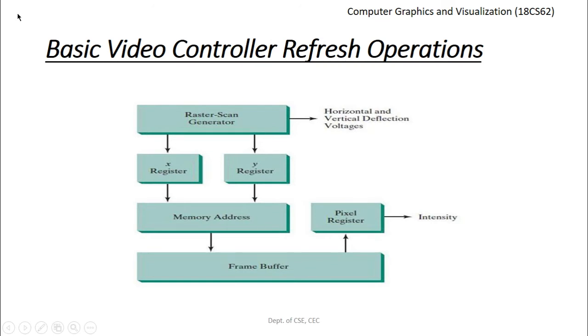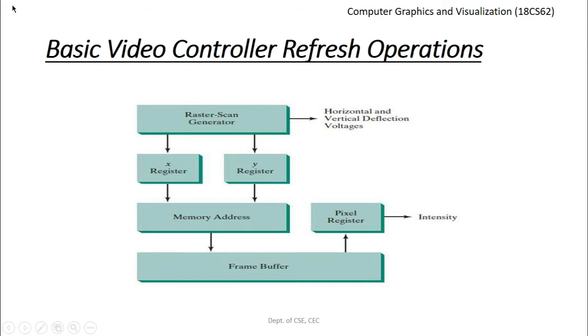As we know, in CRT working, the screen refresh starts from left to right, top to bottom. So the X register will be initially set to 0, or initialized to 0, and the Y register is set to the value of the top scan line, the topmost scan line.